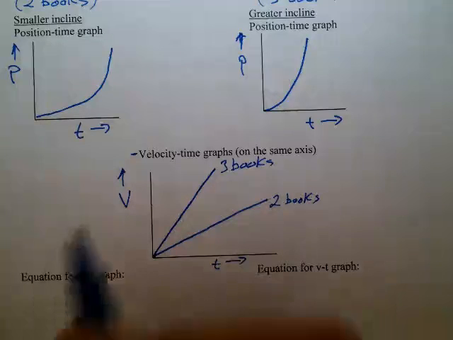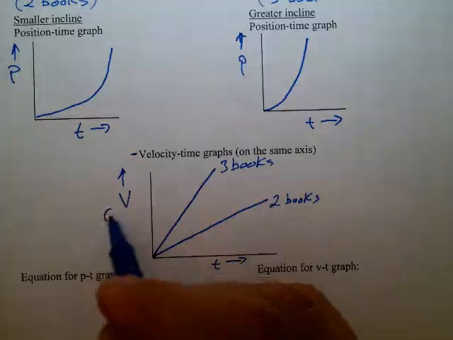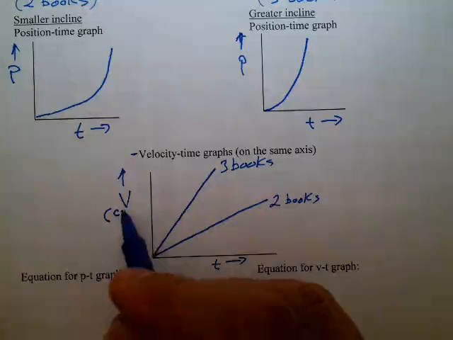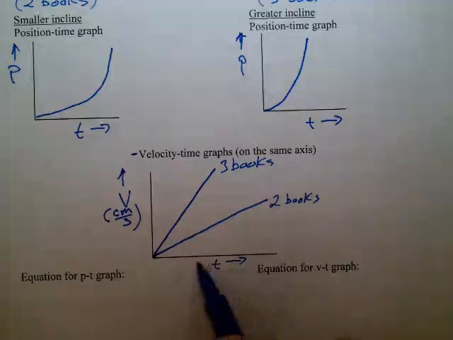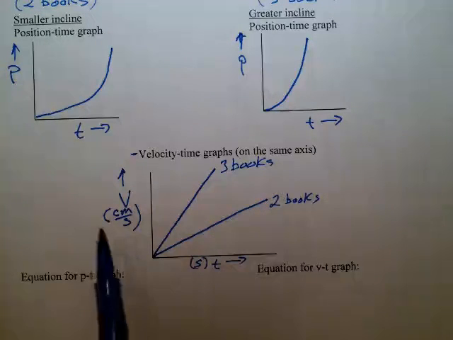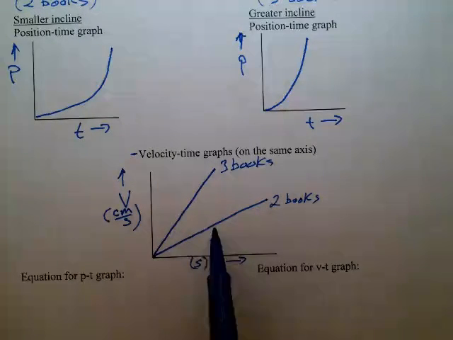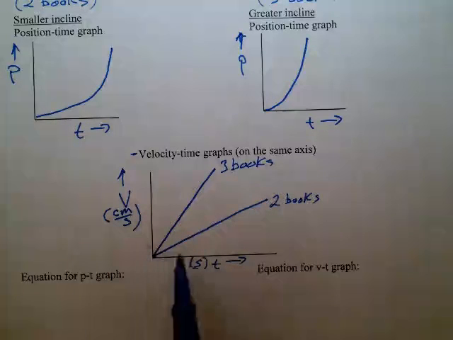And just to put some units here, if we were going to talk about this in the wheel on ramp example, the velocity on this side would be in centimeters per second, and time would still be in seconds, so that if we took the slope of these lines and divided delta y by delta x, we would have centimeters per second per second. And that would be a nice thing to remember.